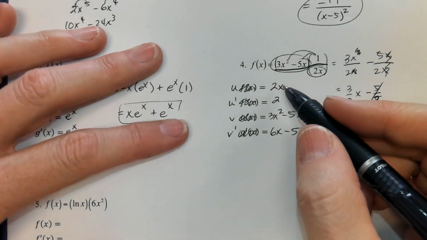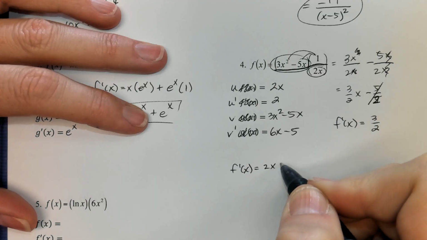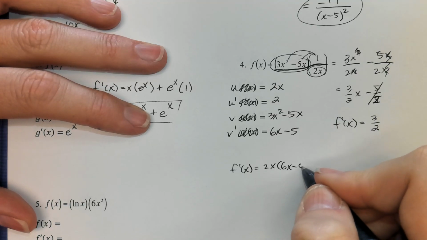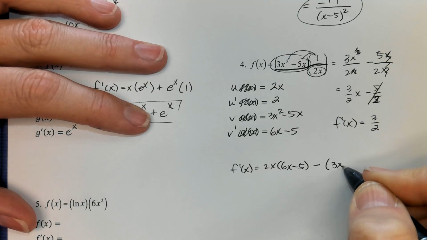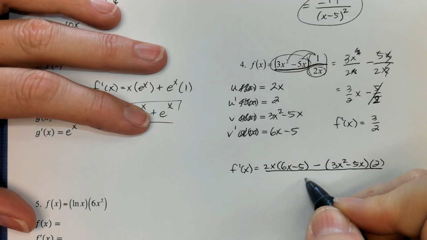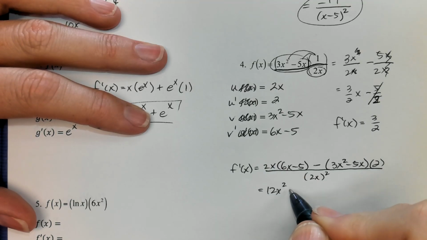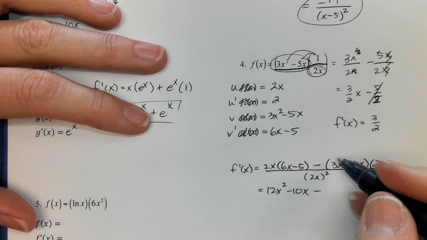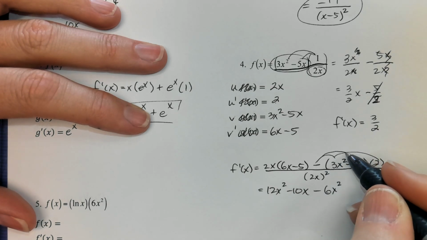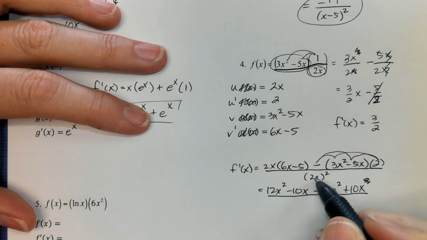So if we do the quotient rule, it would be bottom, so 2x, times the derivative of the top, which is going to be the 6x minus 5, minus, then you've got the top, which is 3x squared minus 5x, times the derivative of the bottom, which is just a 2, all over bottom squared. Make sure you get that in parentheses. Distribute, I get 12x squared minus 10x. Minus, I'm going to do 2 distributes at once. I'm going to distribute the minus and the 2, so that'll make 6x squared. I'm going to distribute the minus and the 2, so that'll be 10x. Oops, just 10x. And then on the bottom, we got 4x squared.